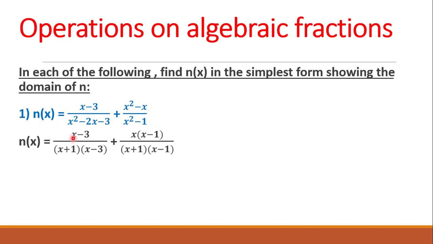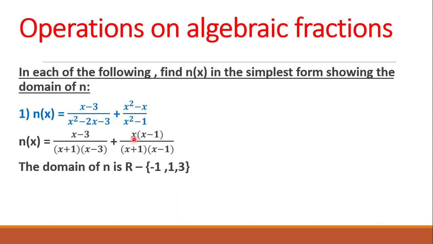Now it's time to get the domain. The domain of this algebraic fraction will be r minus the zeros of the denominator. What are the zeros of the denominator? Here, for example, negative 1, positive 3, and positive 1. So the domain is r minus negative 1, positive 1, and 3.